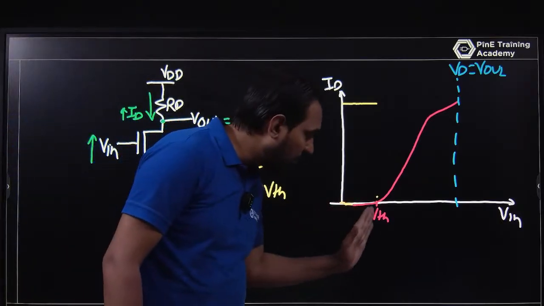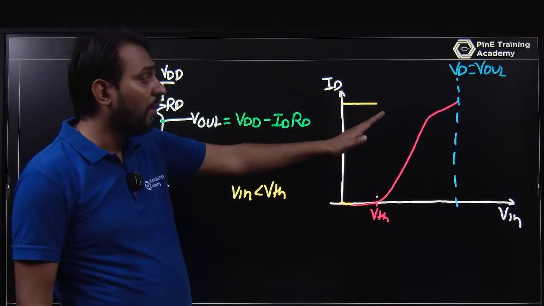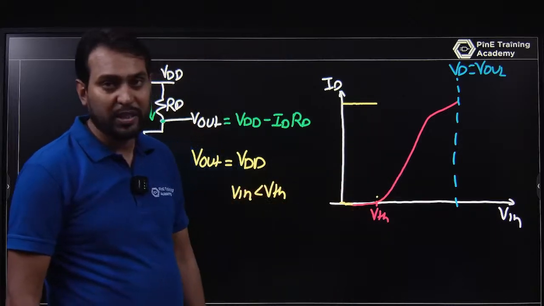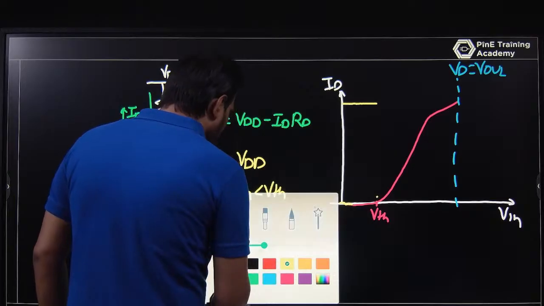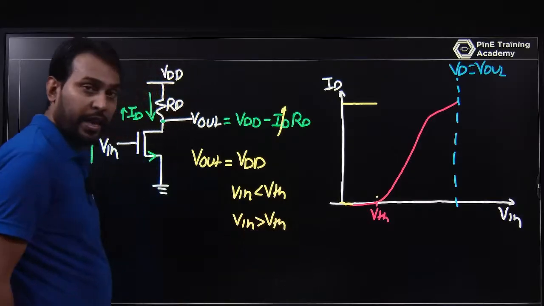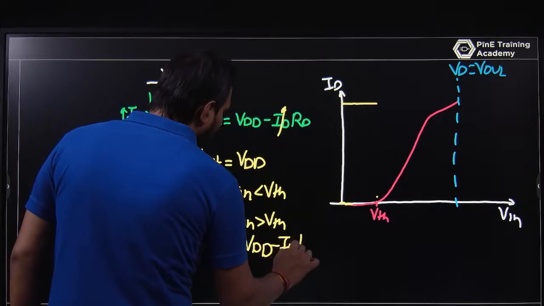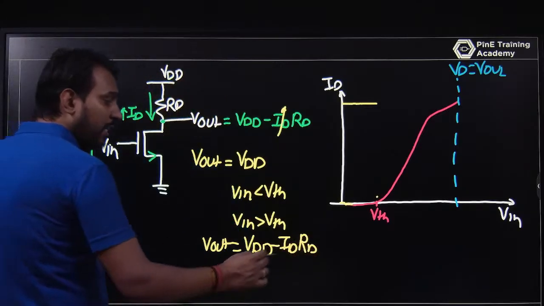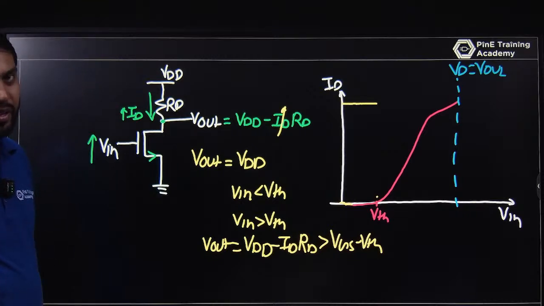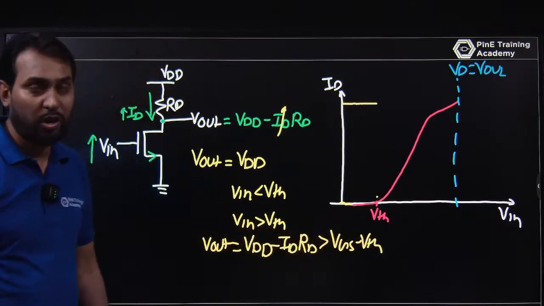But when the input voltage increases after VTH, your current is increasing exponentially or as a square term, and then it will be linear when the MOSFET is in the linear region. But after VTH, with the MOSFET in saturation, your output voltage also decreases because your ID increases. When the input voltage is greater than the threshold voltage, your Vout is not VDD, it is VDD minus IDRD. And if this voltage is greater than VGS minus VTH, then it will be in the saturation region. Okay, so the drain voltage is greater than VGS minus the overdrive voltage.